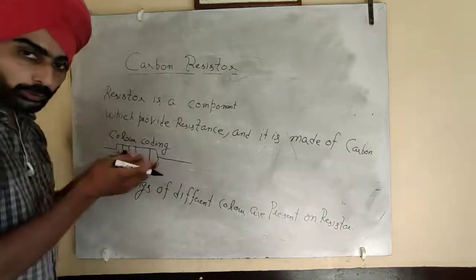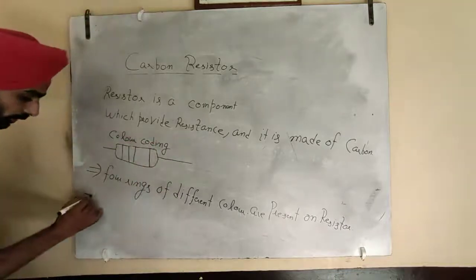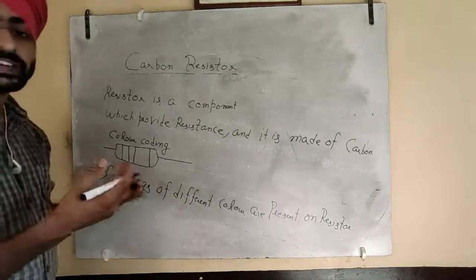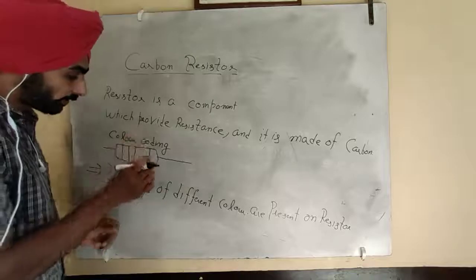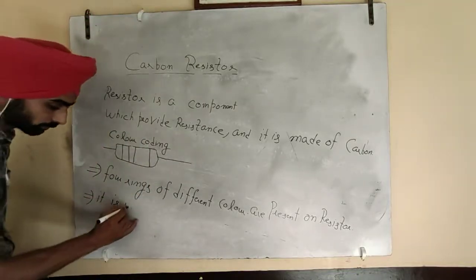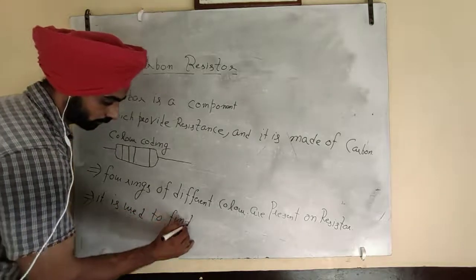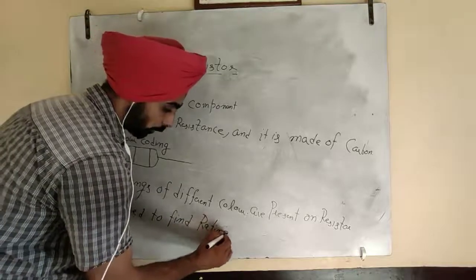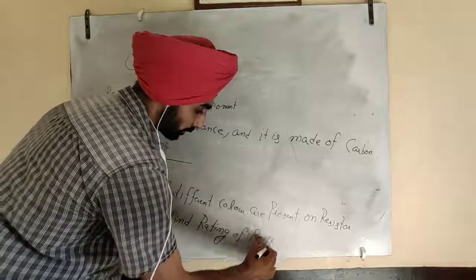If we know how to use this color coding, we can find the value of resistance. It is used to find the rating of resistance. Rating means the value of resistance, whether it is 100 ohm or 200 ohm. We can find it with the help of this color coding. Rating of resistor. How it is used to find it, we will study.